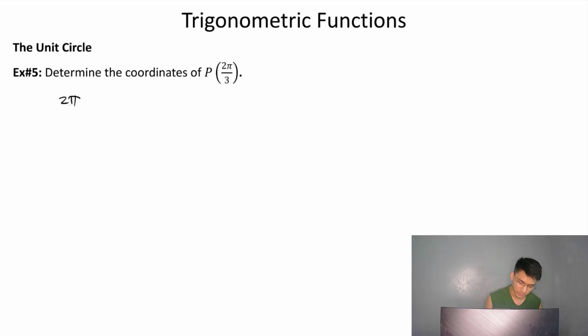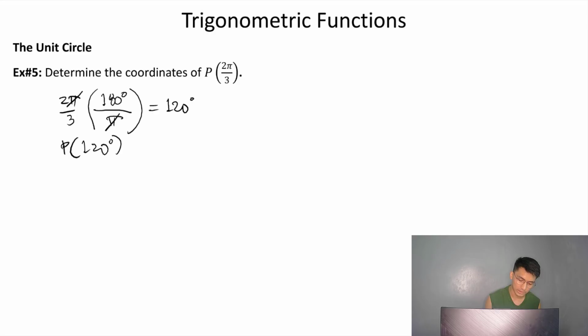So, 2 pi over 3 to degrees, we use the conversion factor 180 degrees over pi, so that we can cancel the pi. And 2 over 3 times 180 is equal to 120 degrees. So, ibig sabihin, ang hinahanap sa atin yung coordinate points ng P of 120 degrees. Whenever we are asked to find the coordinates ng angle natin using the unit circle or using the circular approach, we can rewrite this as x and y. Yan ang hinahanap sa atin, yung coordinates ng angle natin.